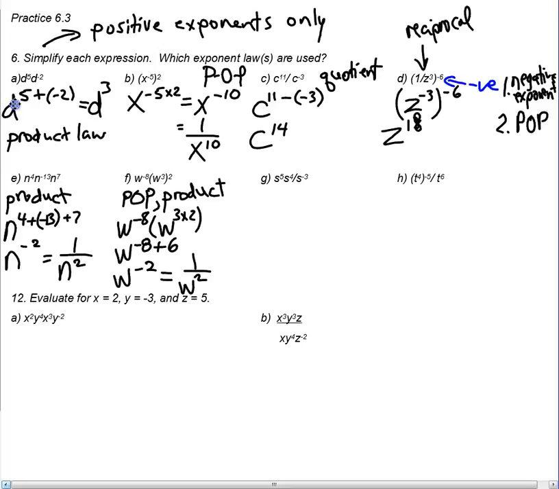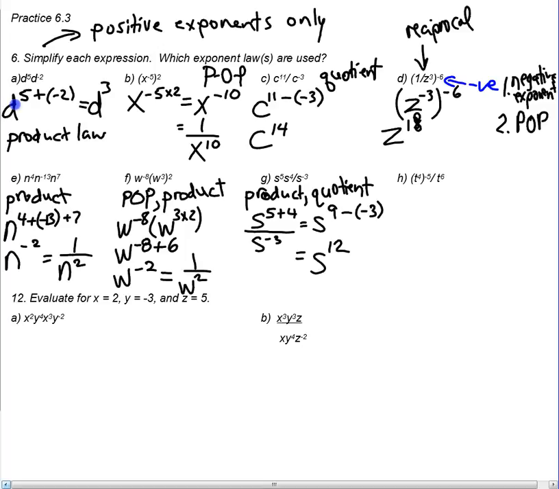In G, we have a quotient here, so first we're going to apply the product law to the numerator, and then we're going to apply the quotient law to the whole expression. So the first step is s to the 5 plus 4 in the numerator, dividing that by s to the negative 3. That will give us s to the 9, subtract negative 3, which is s to positive 12.